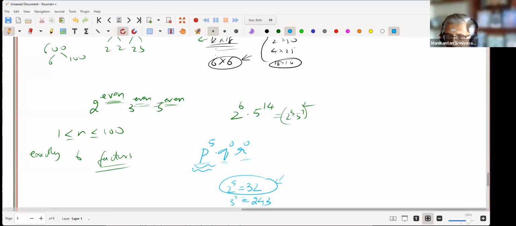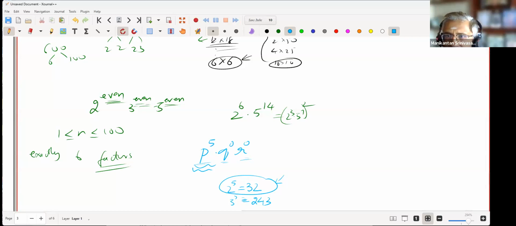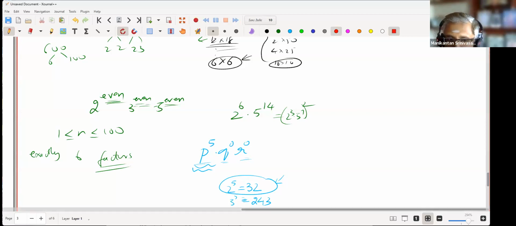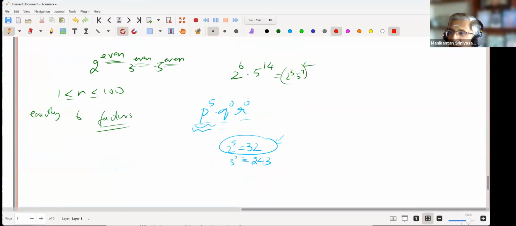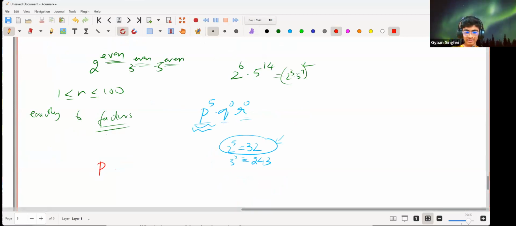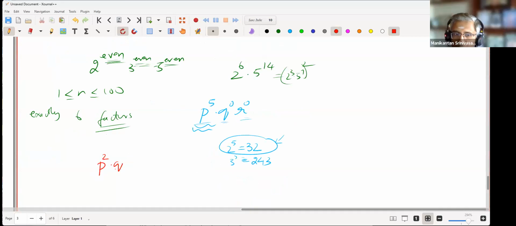Like in terms of prime factorization, how will they look? For it to have 6 factors, how will the prime factorization look? Is it a square into an odd number as well? Square into an odd number or a prime number? Prime number. Exactly. So it's P square into Q power 1, where P and Q are prime numbers.